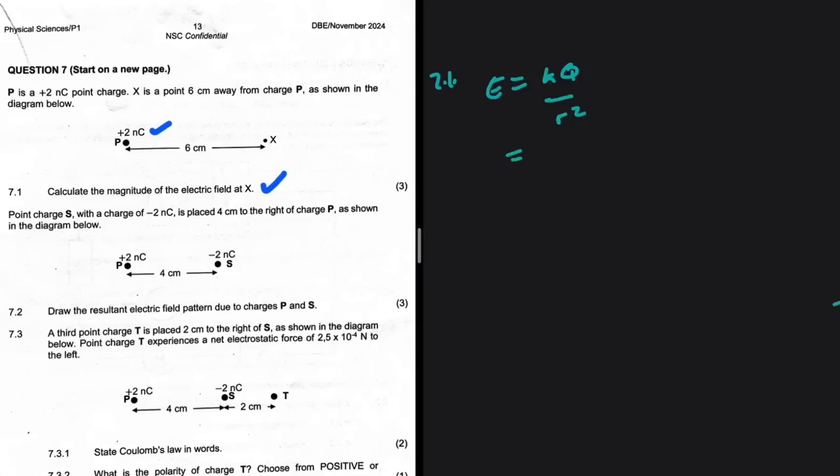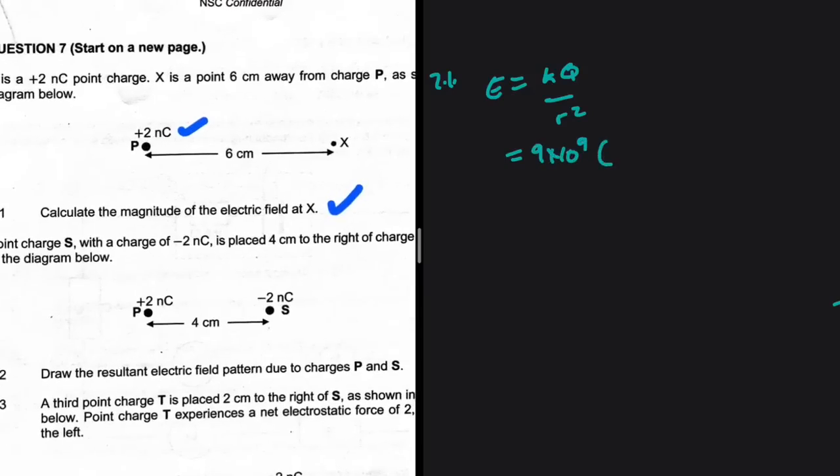But because I'm writing the final exam and I don't want to make any mistake, I will actually verify on the formula sheet, right? Because what if it's minus 9? Well, it is still plus 9. 9 times 10 to the power 9 multiplied by the charge of P. It is 2 times 10 to the minus 9, not minus 6, right? And then divided by R squared, which is in centimeters. So we need to convert to meters. So in 1 meter, we have 100 centimeters. So we divide by 100 and we square that.